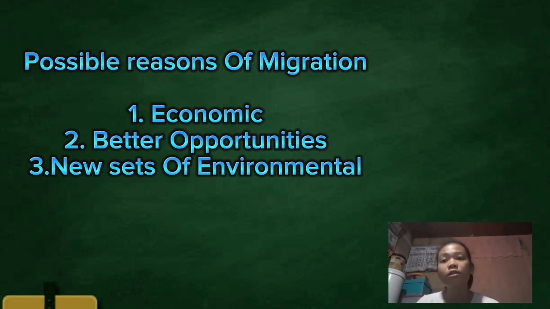For the environmental, if you are seeking a new environment, trying to relax your mind and your soul, then you will go to the place where you wanted to go. That's another factor of migration. Migration also has implications, particularly with regards to cultural diversity, identity, and social cohesion.